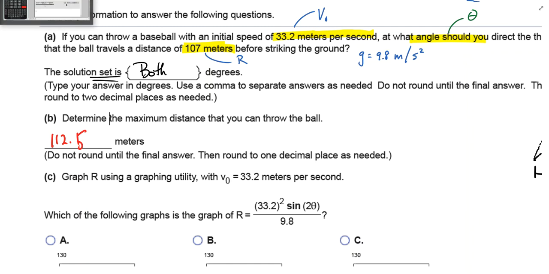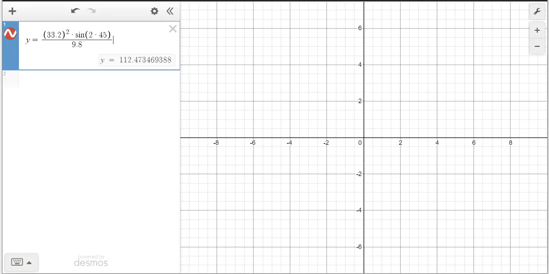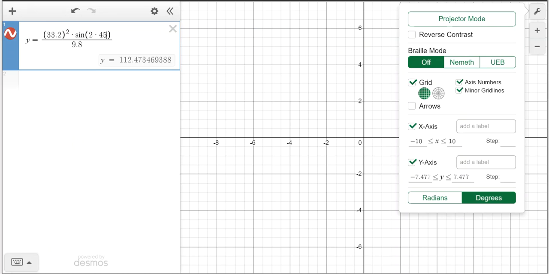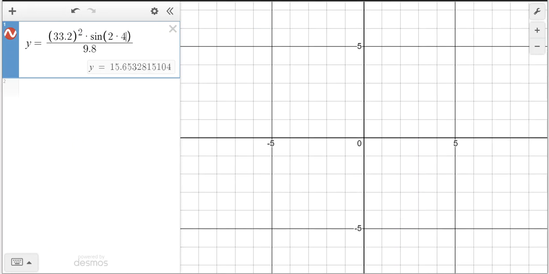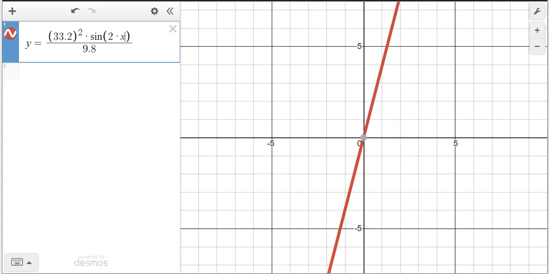Well, let's just change something. If I go back to Desmos, and let me switch this to projector mode to make this stand out a little bit more. What if I let the angle be a variable here? If I threw the ball at a 0-degree angle, that's what this first number represents, then the ball is going to go a distance of 0. If I throw it perfectly horizontal, it's not going to go anywhere.